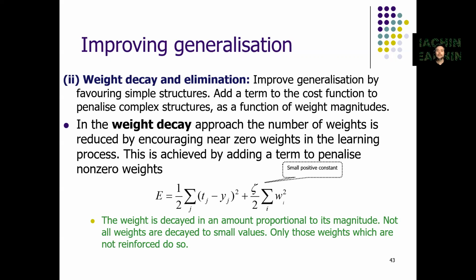In the same line, there are other techniques that take into account the size, the magnitude of the weights, and try to remove some of the weights, like the weight decay and weight elimination methods. Basically, what they try to do is penalize complex structures. And they do that by applying a penalty term. It's a general idea in optimization. It's not only for machine learning.